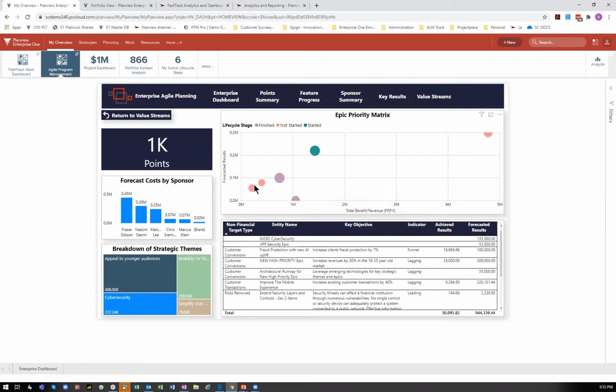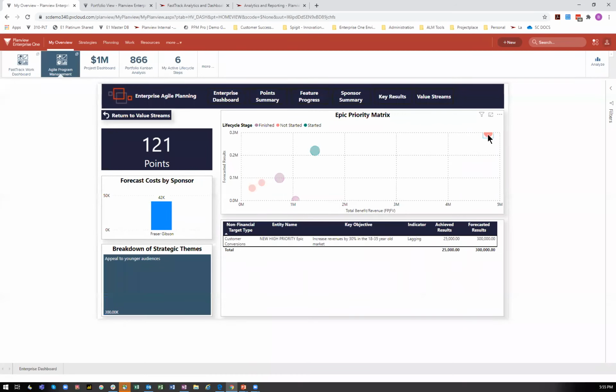Some of them are not started. One of them is started. I could see this epic up here that's delivering a lot of value. I can click on it to filter further. I could see Fraser's paying for it, right? It's helping us appeal to younger audiences, which is important to us. And bonus, it's helping us deliver additional customer conversions, right? So if we decide to move forward and start this epic, we might make up for that shortfall that we saw around our customer conversions OKR.